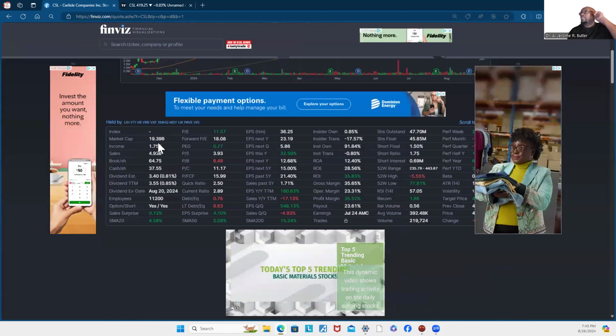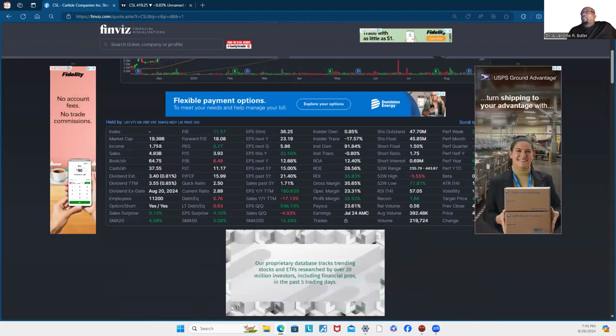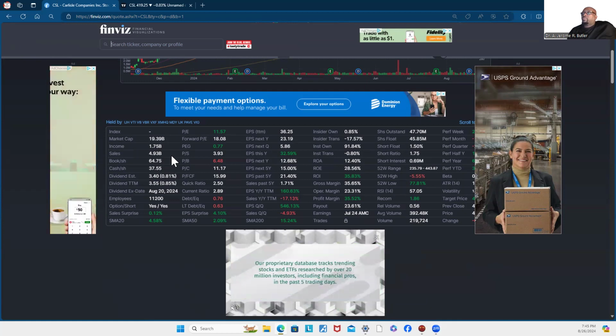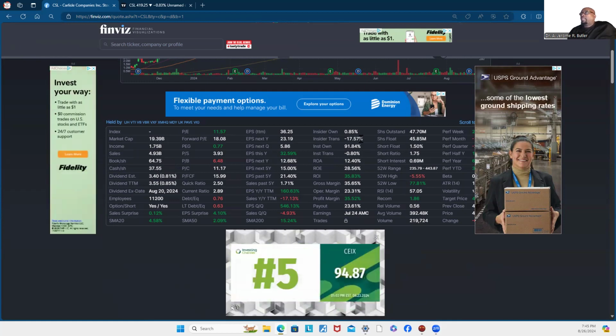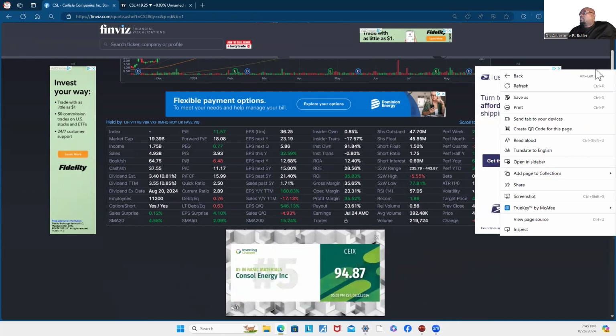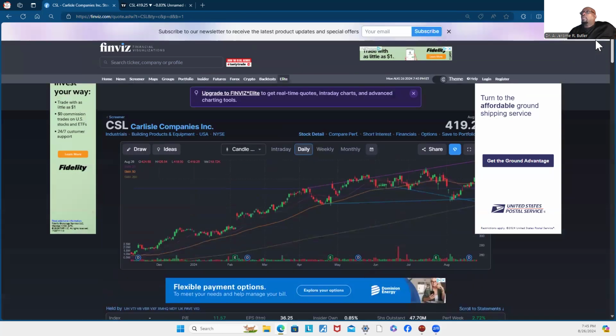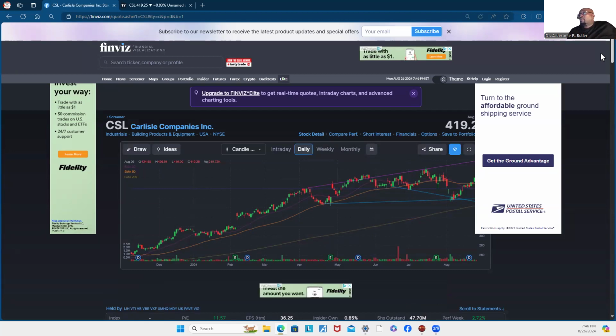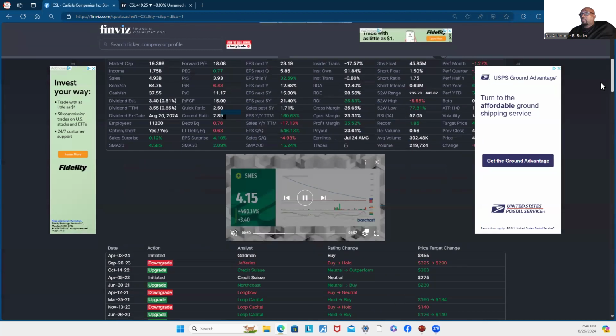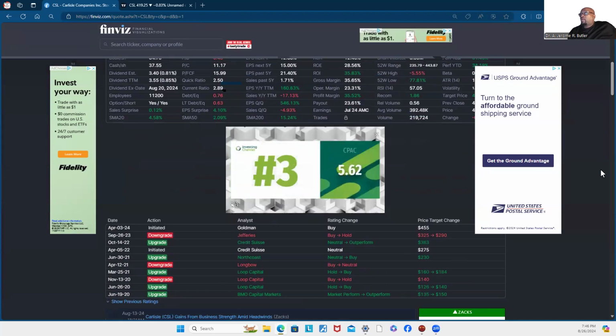Market cap $19 billion, fairly decent sized company. Their sales, 4.9 billion. Let's see, what does Chrisley do? Chrisley Company, building products, equipment. This probably falls in the line of what we were talking about in our last class, as far as companies that will help to rebuild after a natural disaster. So Chrisley is looking fairly well here.